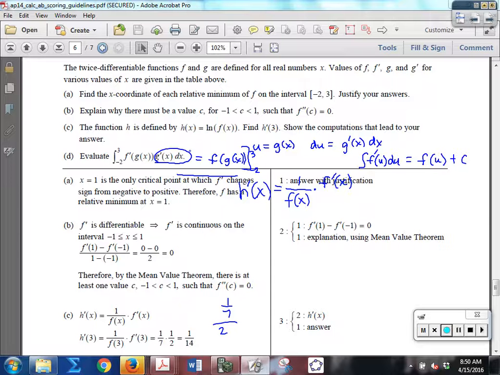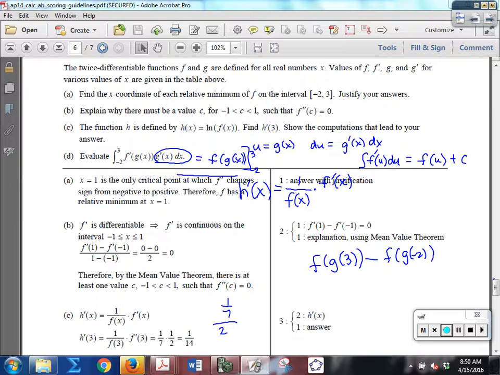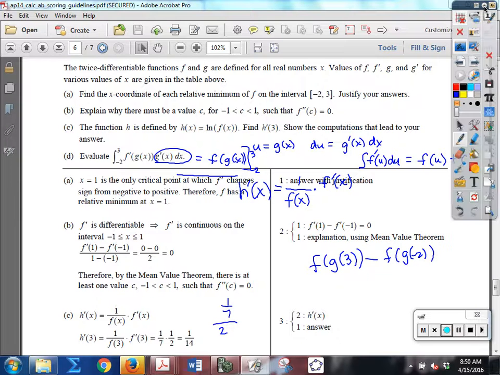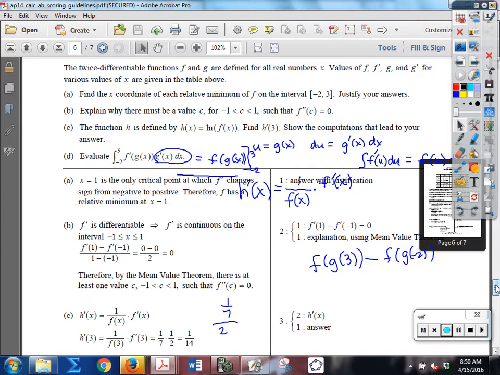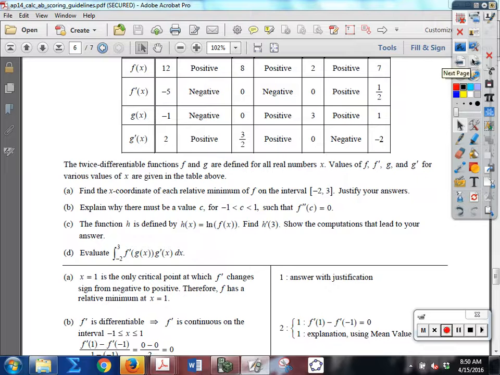You should be able to sit there and pull numbers off that table. So let me look at those again. So f of g of 3 minus f of g of -2. Do you guys all know how to do that? Like, what is this saying to do? g of 3, so I look at g of 3, make sure I get the right one.